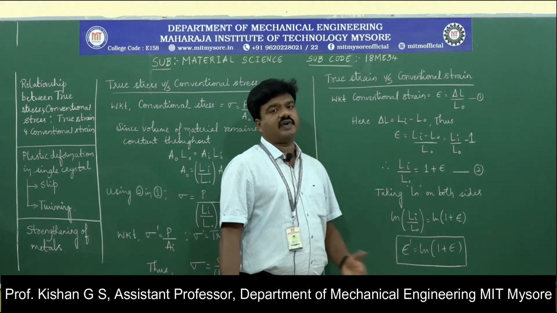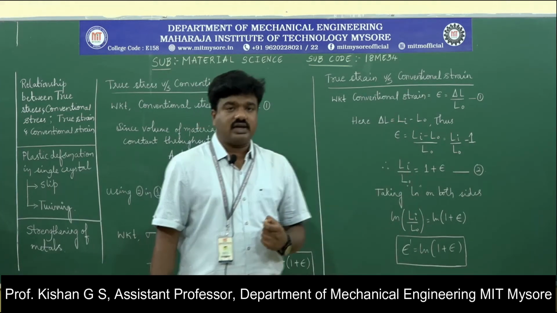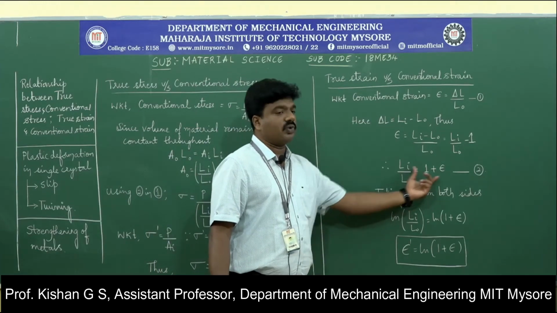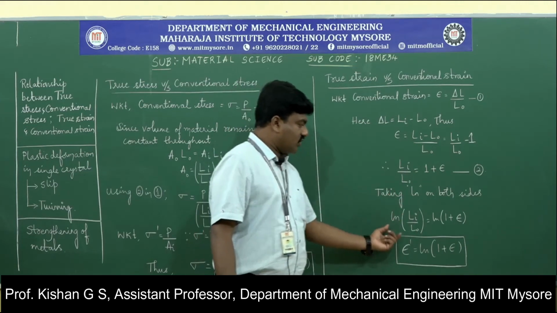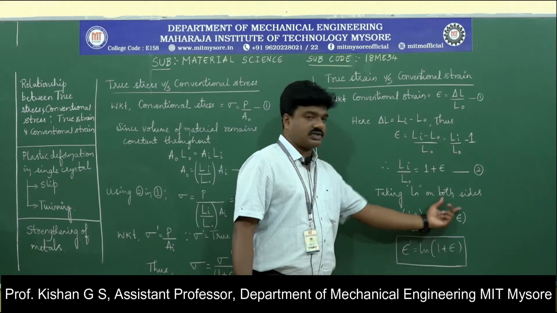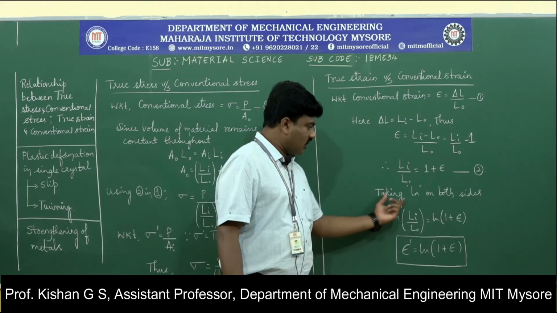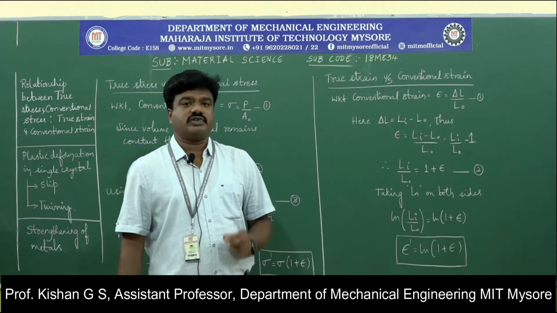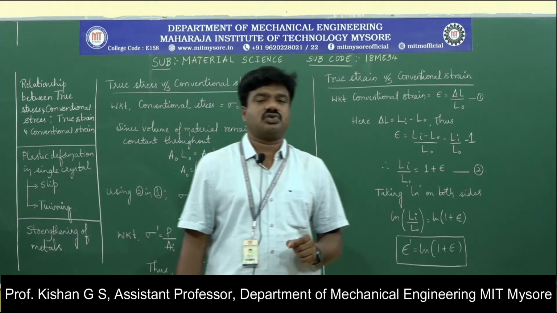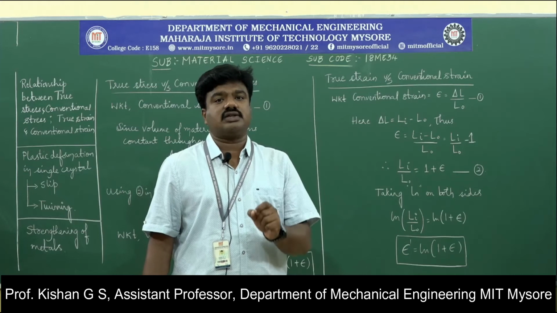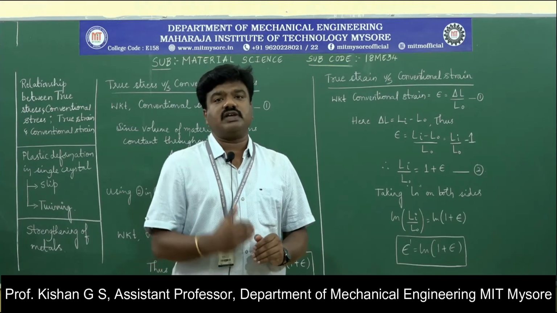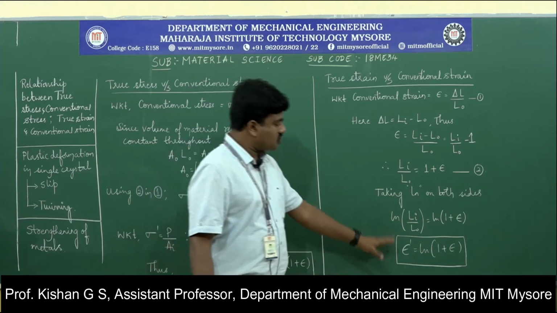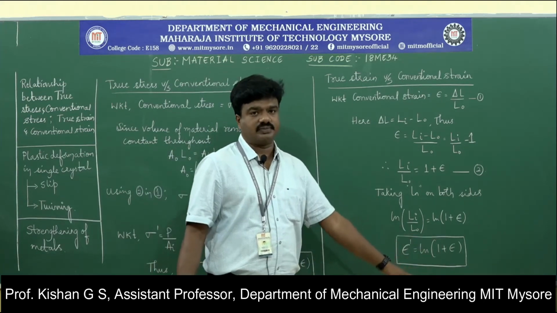In order to identify the true strain with respect to conventional strain, we are going to apply ln on both sides. So applying ln, we get ln of Li by L0 is equal to ln of 1 plus epsilon. This ln of Li by L0 can be taken as the true strain, which is the measurement of change in length to the original length at the immediate instant of consideration or the previous instant of consideration. So this is the relationship between true strain and conventional strain.